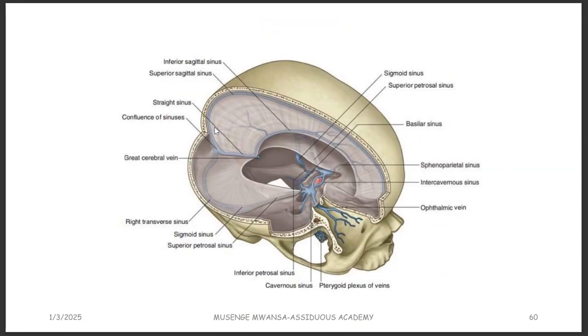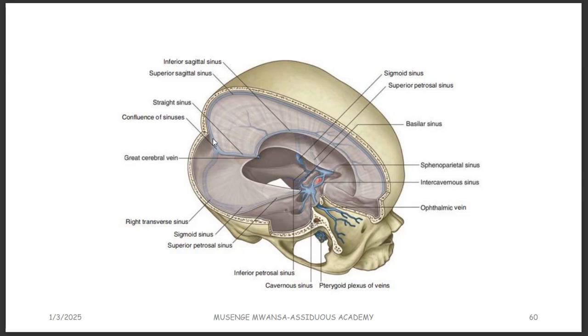So what we are talking about, as you can see, this is the tent I've been mentioning all this while. That's the falx cerebri, which separates the brain into the left hemisphere and the right hemisphere. And then you have got this tent here. Under it, you are going to have the cerebellum. On top, we are going to have the cerebrum. We call this the tentorium cerebelli.